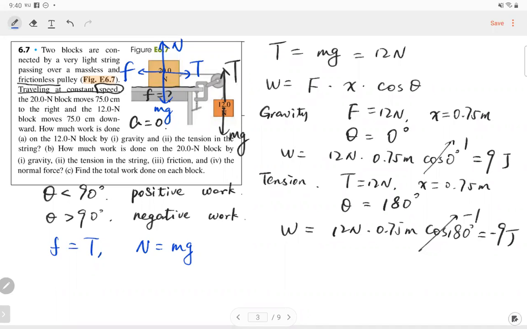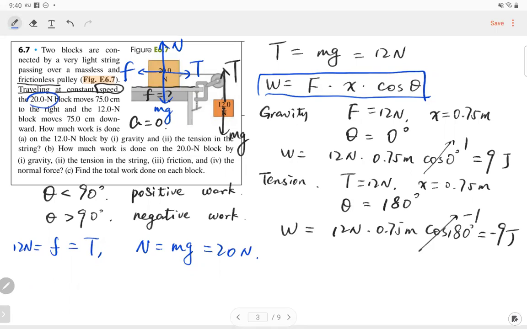Okay, so let's calculate the work. We use this equation: force times displacement times cosine theta. Let's figure out the force for each one. Tension is 12, right? Because we get this from part A. Tension is equal to the weight of the lighter block, and the friction is equal to tension, so they have the same magnitude. How about the normal force and the weight? We know the normal force and the weight are equal, so they equal 20 newton.